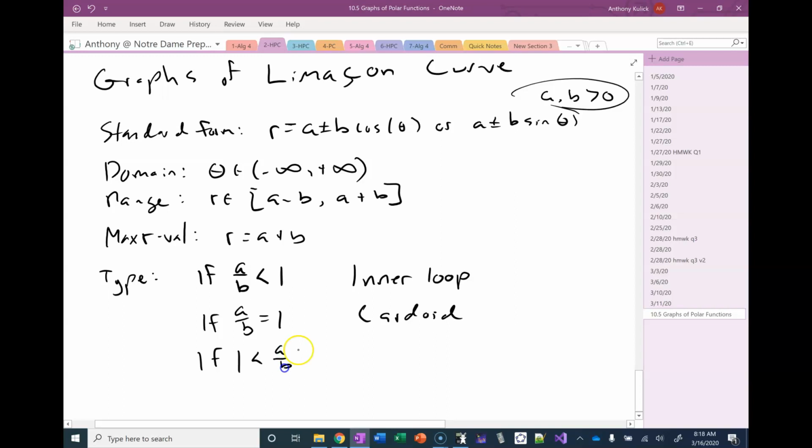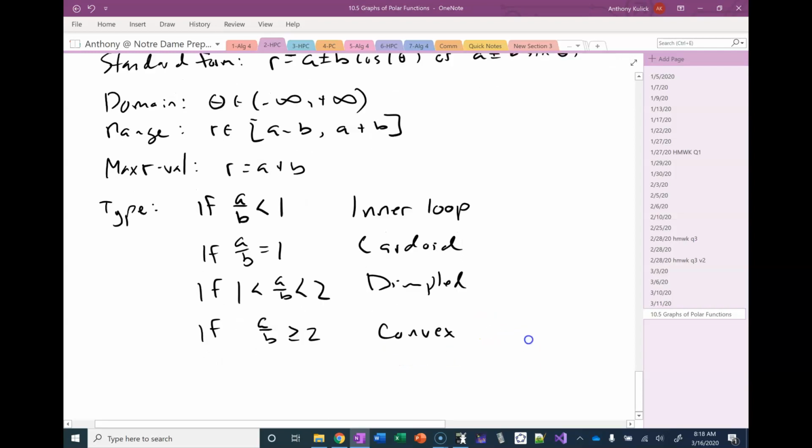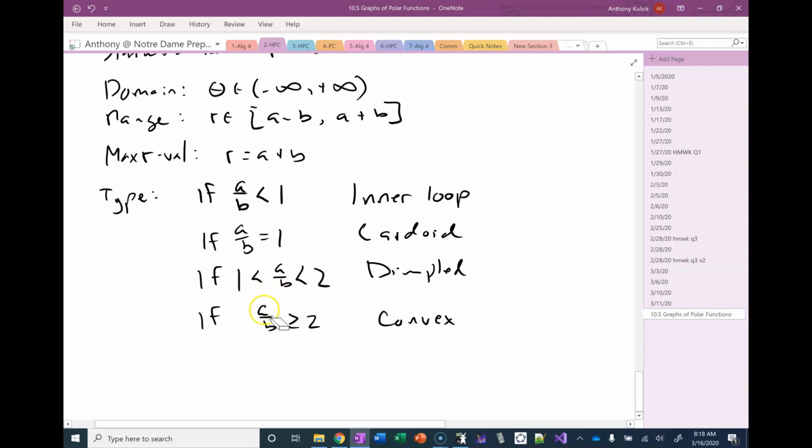If a over b is bounded between 1 and 2, we say this is the dimpled. And if a over b is greater than or equal to 2, we call this the convex. Again, we'll look at some pictures of these four different types here in a second, just so that you get a good picture of this in your head.